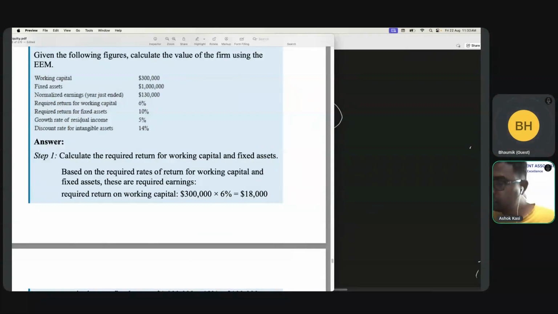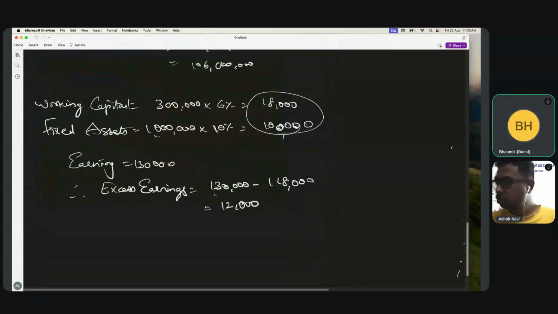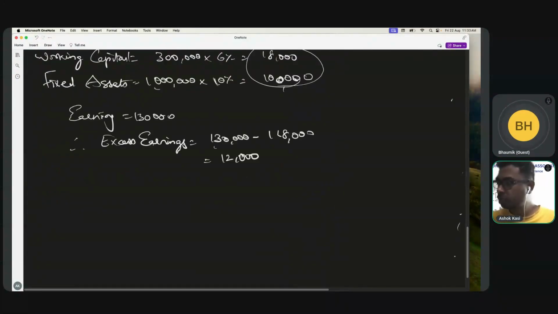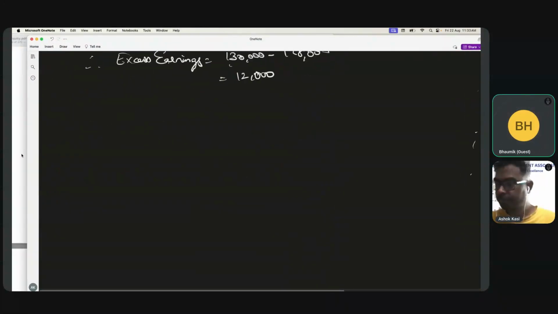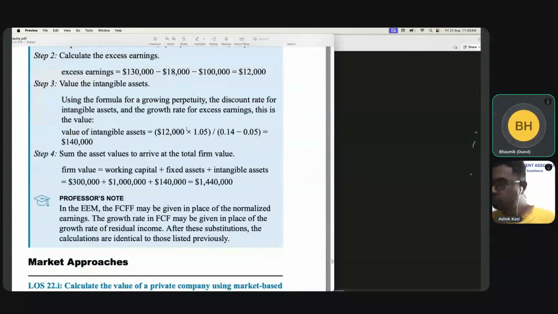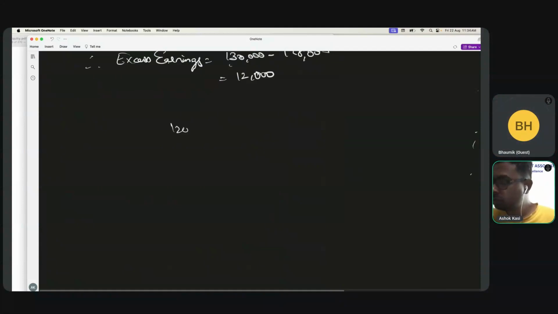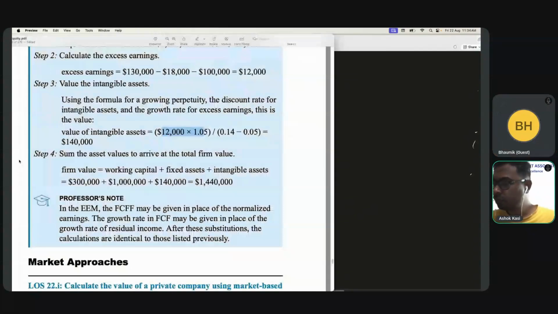Now you see the growth rate of residual income. This 12,000 is the residual income for you. Now it is growing at the rate of 5%. So this 12,000 is growing at the rate of 5%. Just calculate how much it will be: 12,600. Since it is growing at the rate of 5%, you apply the Gordon growth model formula for growth perpetuity.